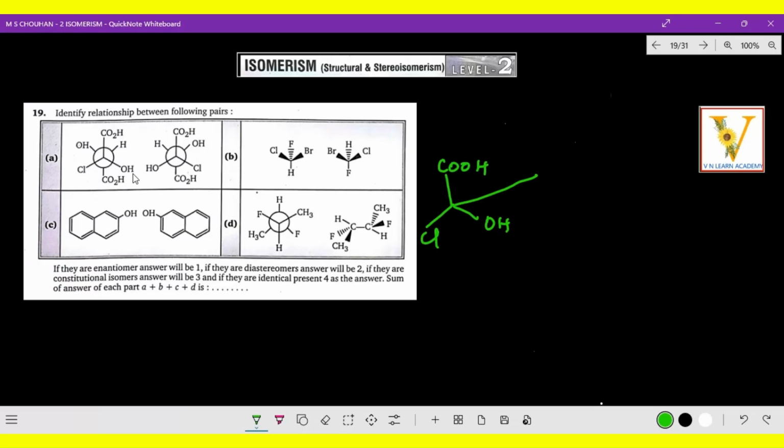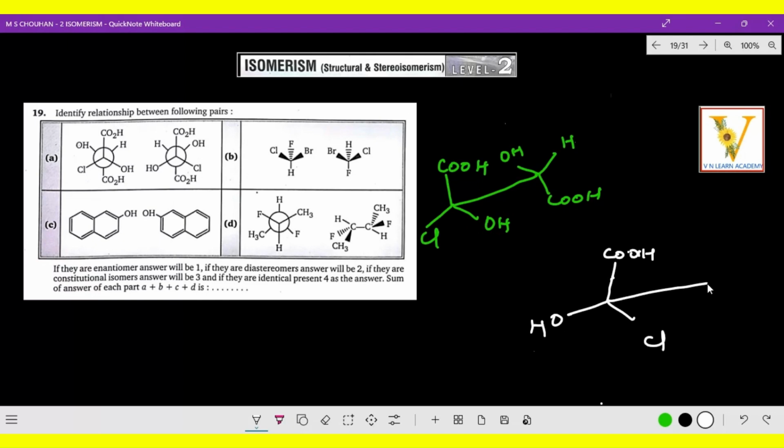In this one, downwards it is COOH, and upwards, on the opposite side, OH and H. And the same way, there is another pair. For the other one, the same way, front carbon and back carbon. The front carbon has COOH, OH, and Cl, and the same way on the back carbon, here opposite COOH, and on this side H and OH.